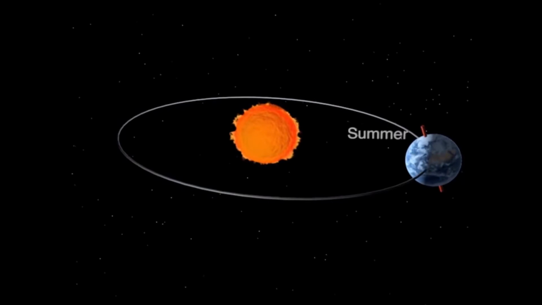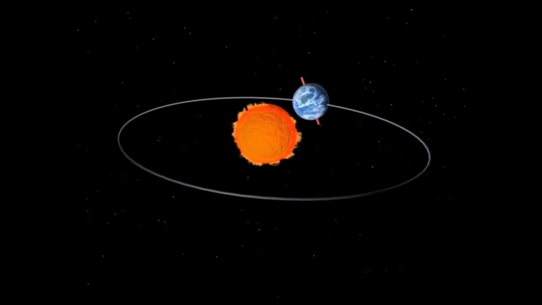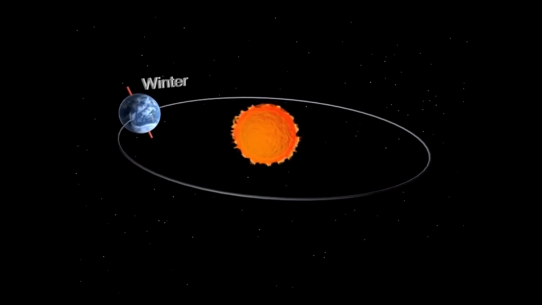So in the summer, in the northern hemisphere, we get an increase in the amount of sunlight, and in the southern hemisphere they experience winter because they have a lower amount of direct sunlight. And then as the Earth orbits, it flip-flops. So it becomes winter in the northern hemisphere because there's less direct sunlight, and summer in the southern hemisphere because there is more direct sunlight.